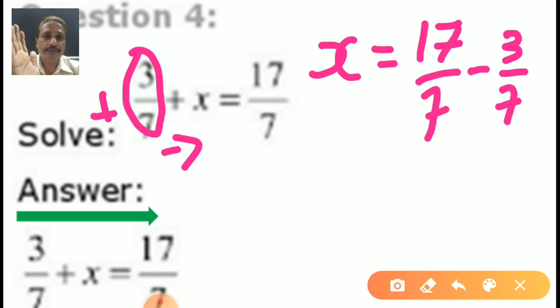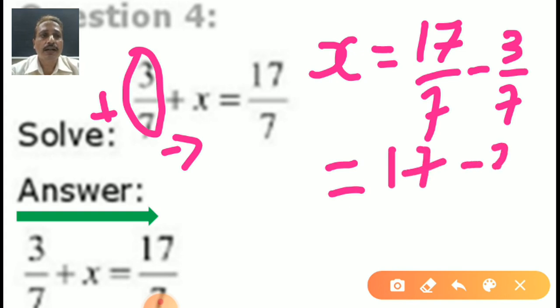Left side is x, the variable. Right side is some operation you have to do: subtraction of rational numbers, or you can say fractions. For doing these things, what should we check? Yes, make the denominators equal. In our question, both denominators are equal. No need to find the LCM. Very nice. You know very well how to solve these types of questions. You have to subtract the numerators and write the denominator common.